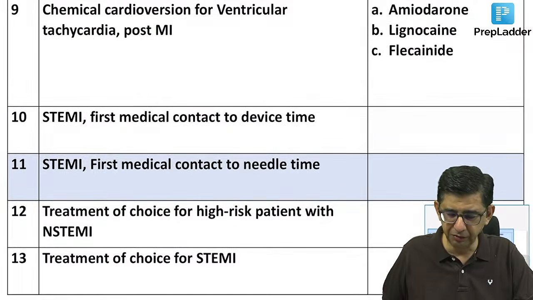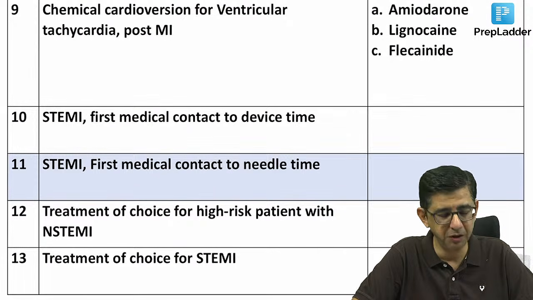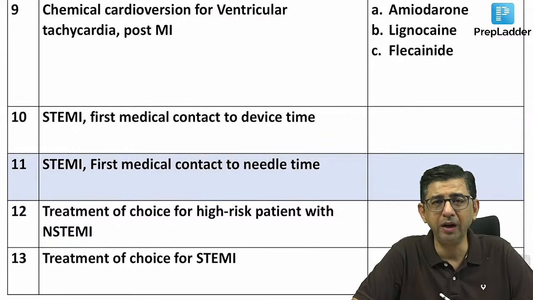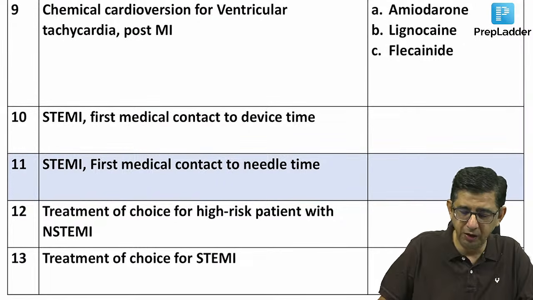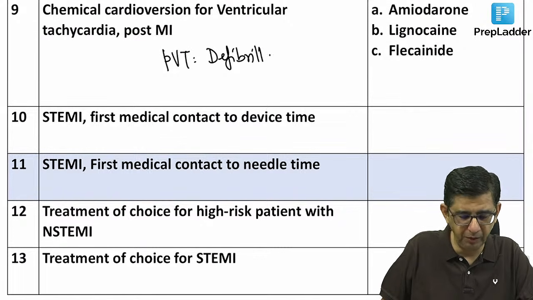Chemical cardioversion for ventricular tachycardia. The chap has suffered from a myocardial infarction. He says, what is the drug that would be recommended for this? Ventricular tachycardia, considering that he has not mentioned any hemodynamic instability, we have to answer drugs. Otherwise, you know that whenever it is going to be pulseless ventricular tachycardia, we have to go ahead with defibrillation for management of this patient.